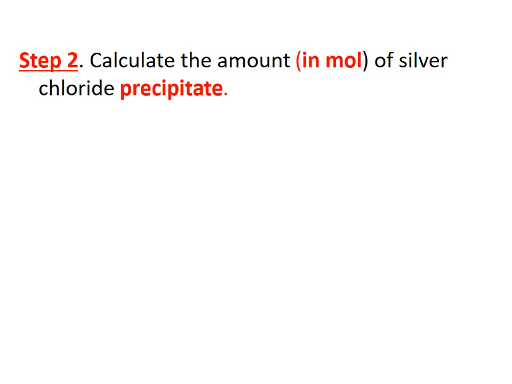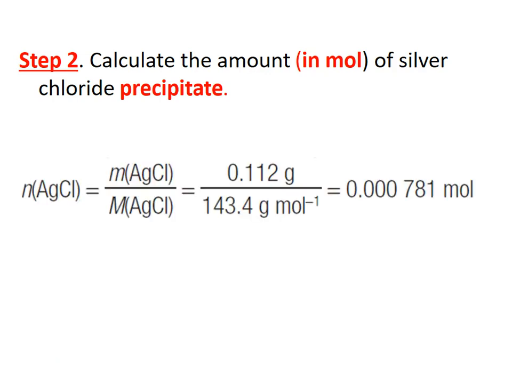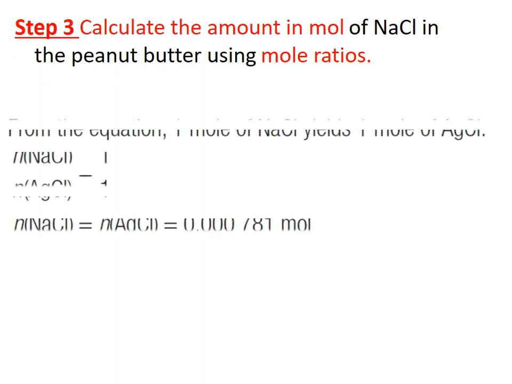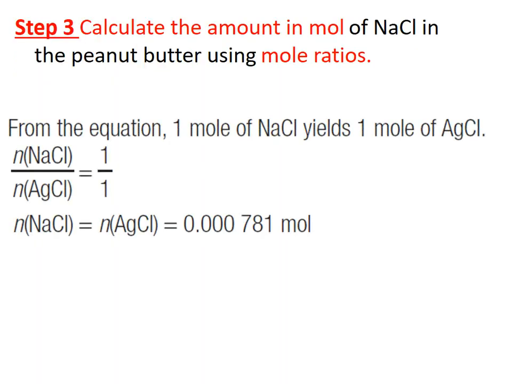Alright, calculate the amount in mole of silver chloride precipitate. So number of moles is mass over molar mass. Look at this, I'll cut this out of the book. They're not putting their equal signs one underneath the other. Okay, so that's the mass of silver chloride, this is the molar mass, and that's the number of moles we've got of silver chloride.